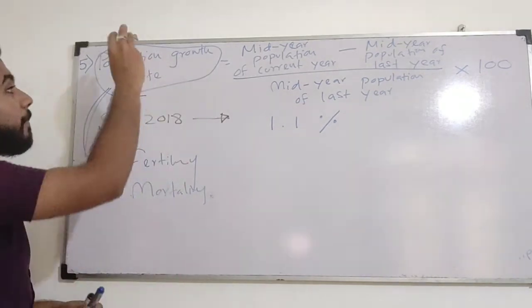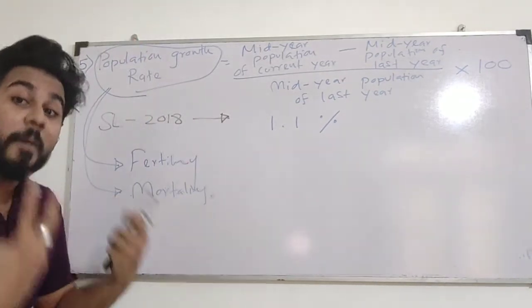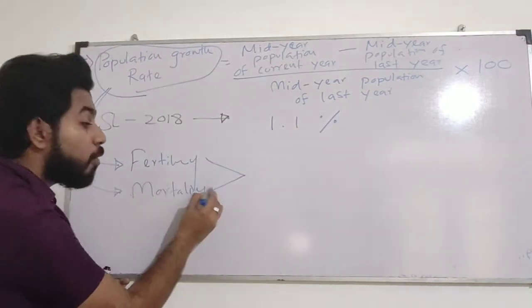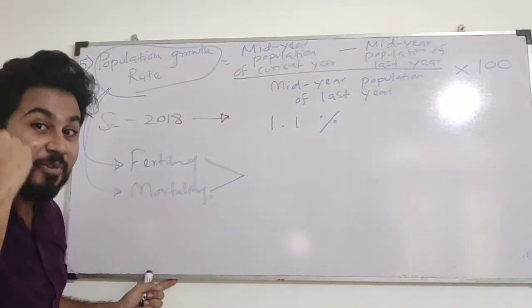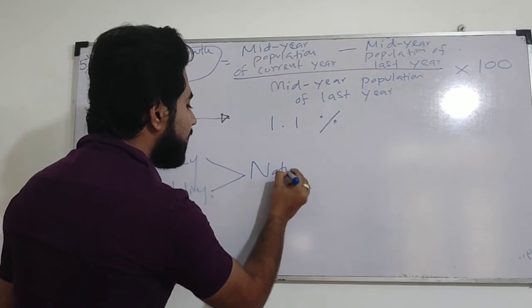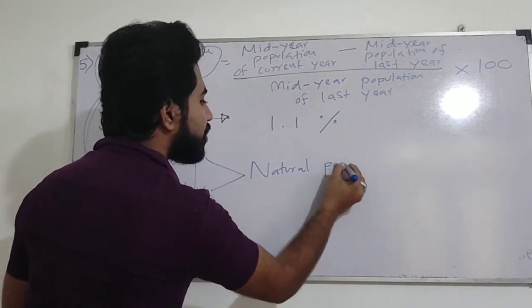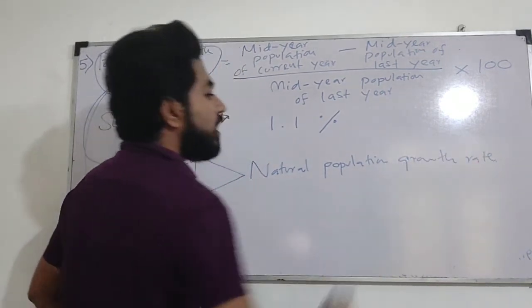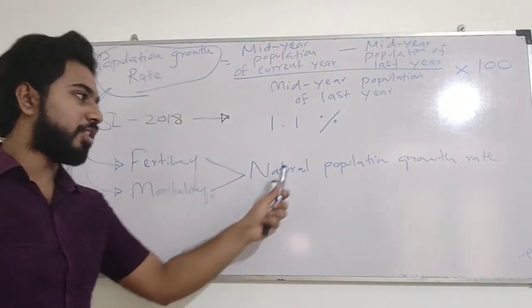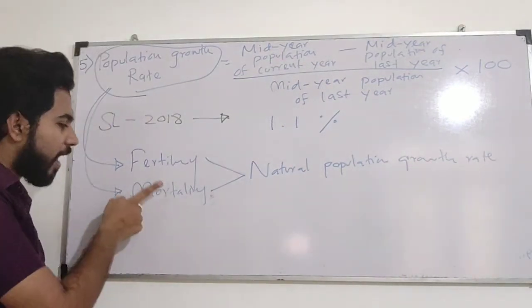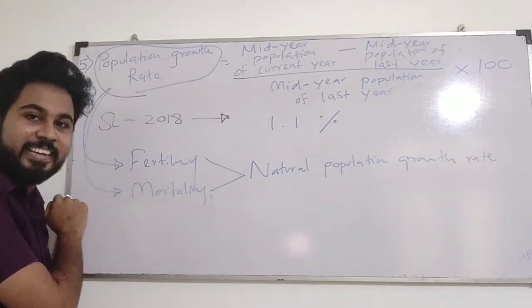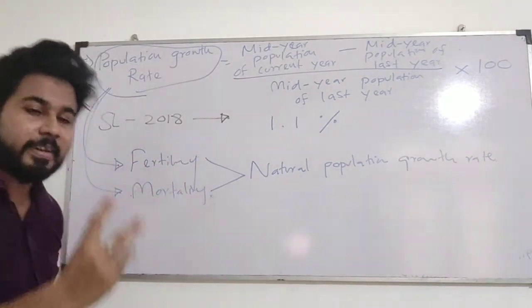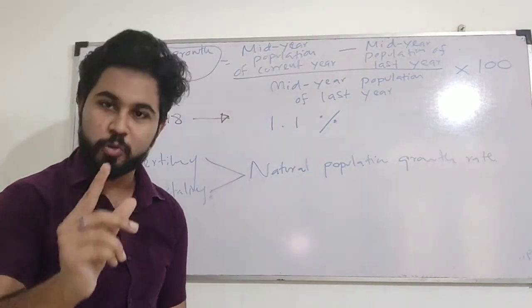The net growth of the population, or natural growth of the population, that happened because of fertility and mortality was calculated by what ratio? What is that? Natural population growth rate. You know, natural population growth rate was calculated by subtracting mortality rate from the fertility rate. That is the net amount by which the population grew because of fertility and mortality.